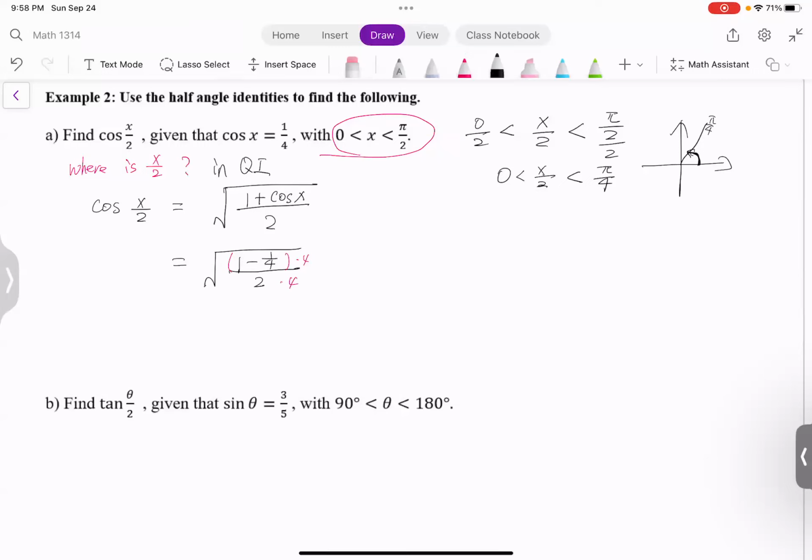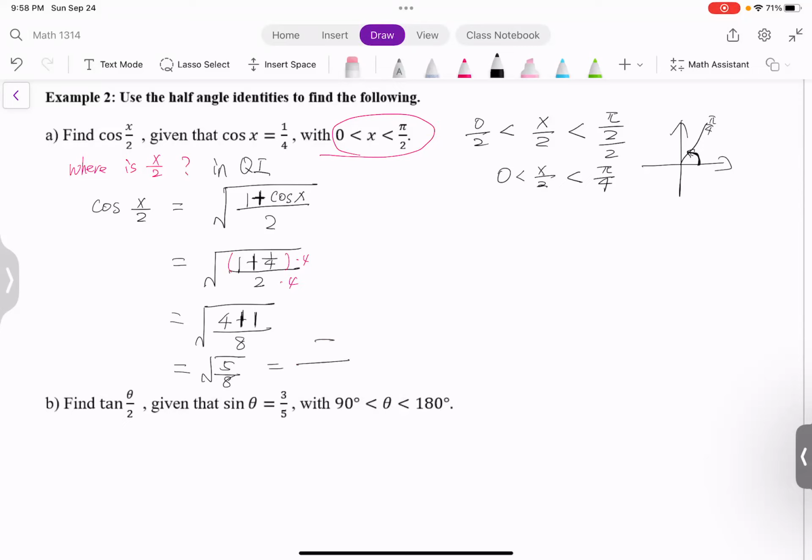What do we have? On the top, we have 4 minus 1. Oh, sorry. Why do I have minus? We have plus here, you see? Do not change the formula. Plus 1. Okay, so the bottom is 8. We have square root of 5 over 8.